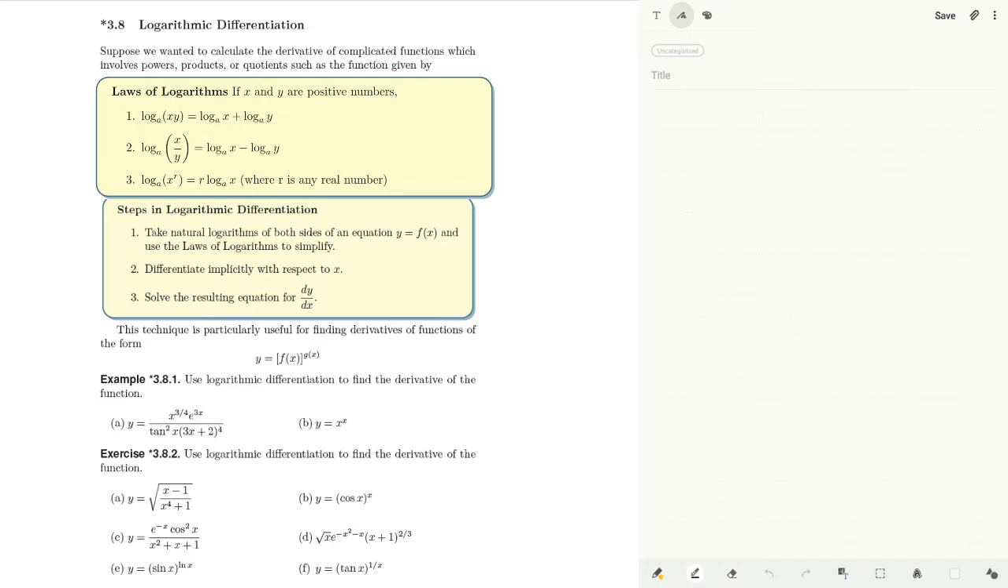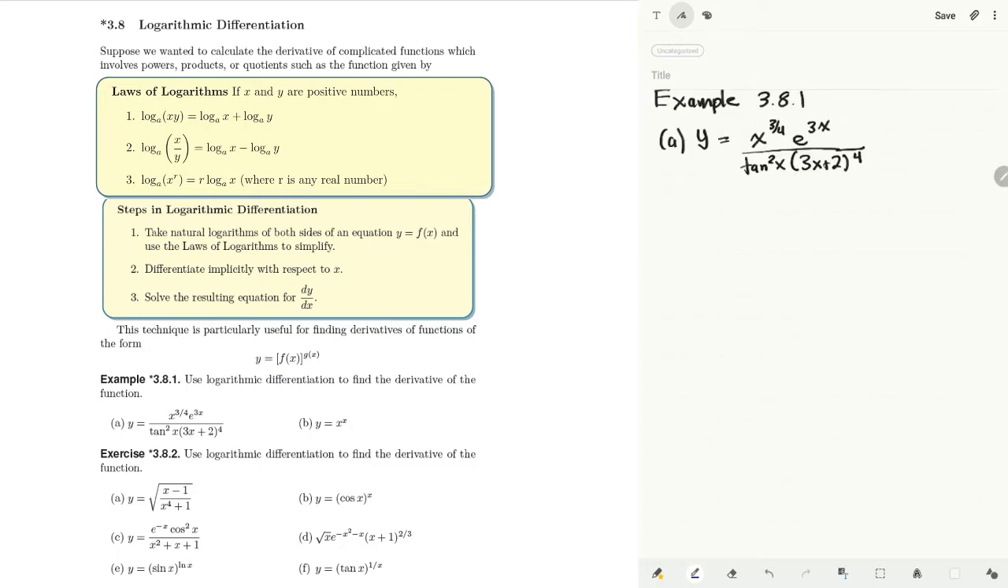The second step is to differentiate implicitly with respect to x, and the third step is to solve the resulting equation for dy over dx, or the derivative. Now this method is particularly useful for finding derivatives which take the form of y equals f of x raised to the power of g of x, where we cannot use our previous differentiation rules to find its derivative. So let's take a look at a few examples of logarithmic differentiation.